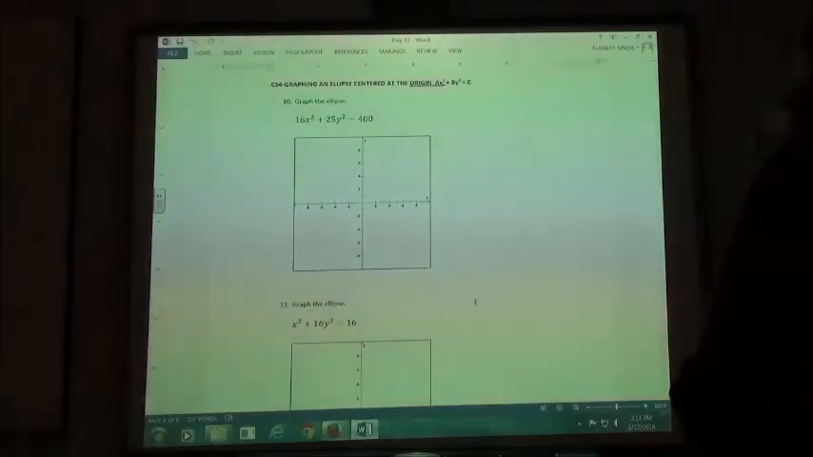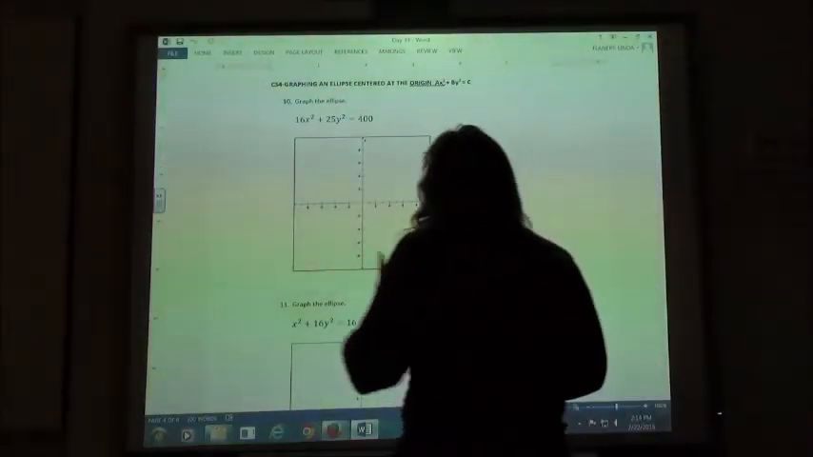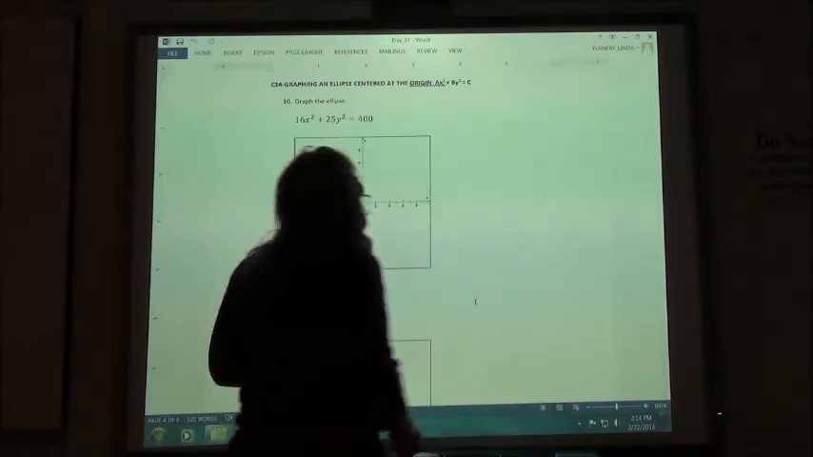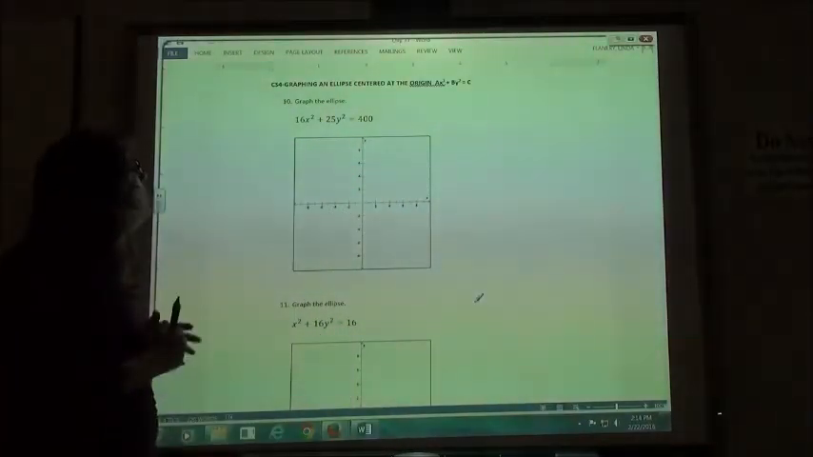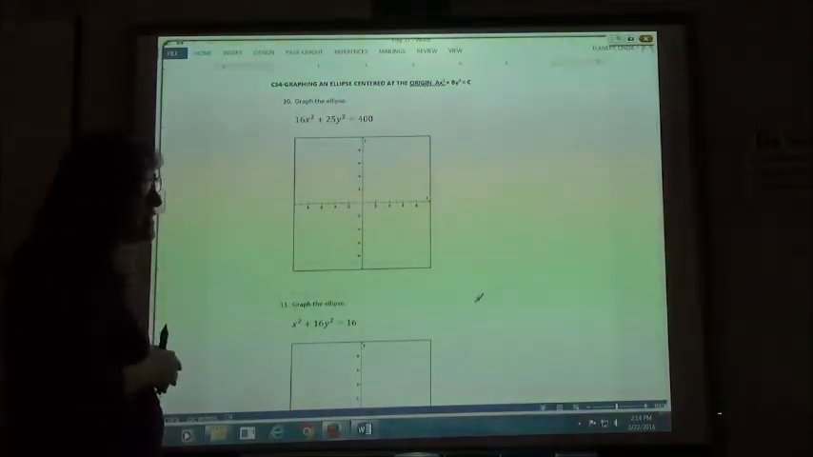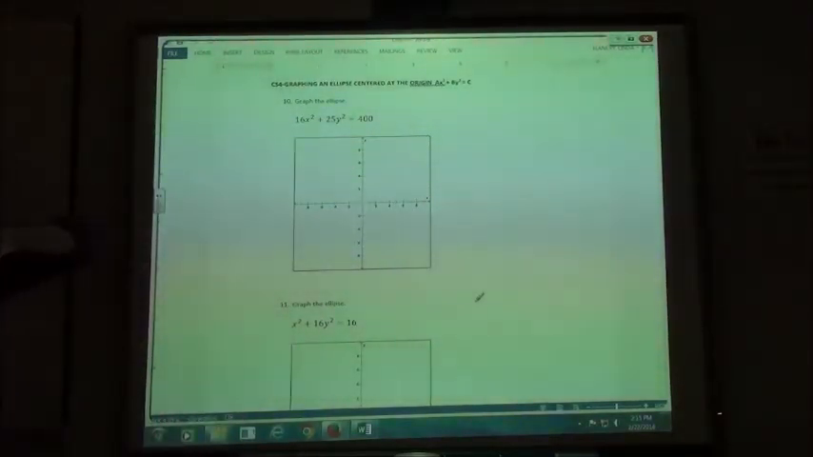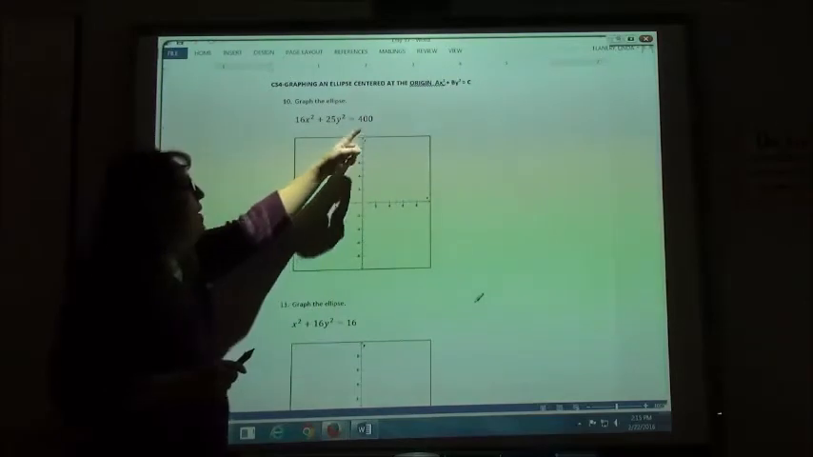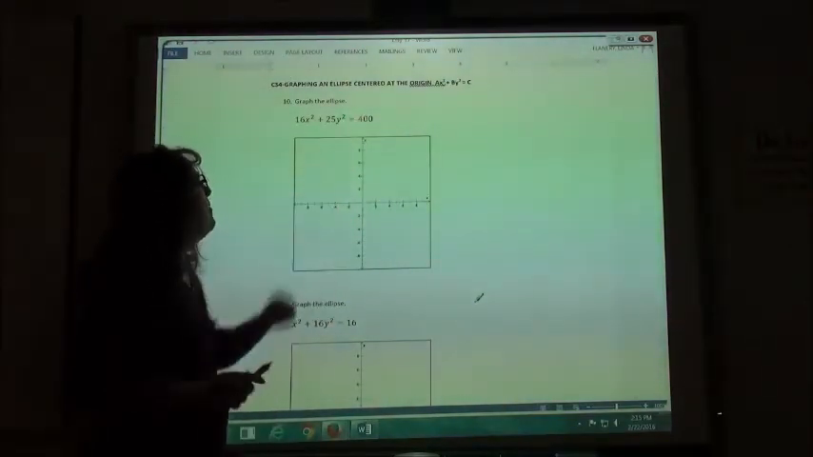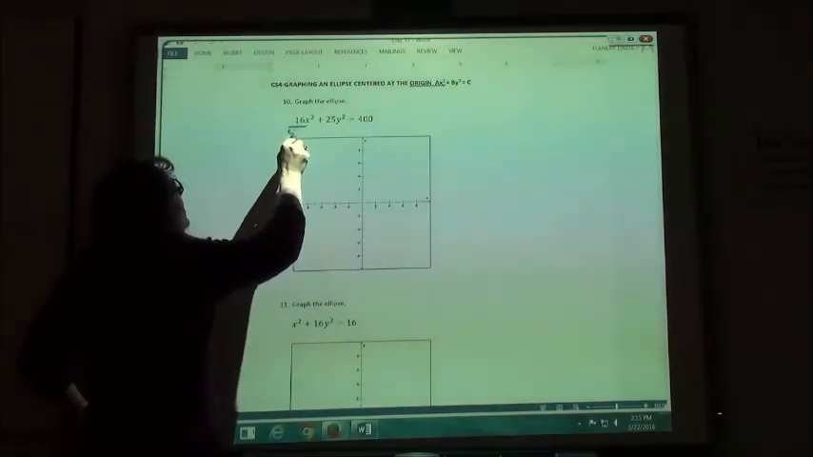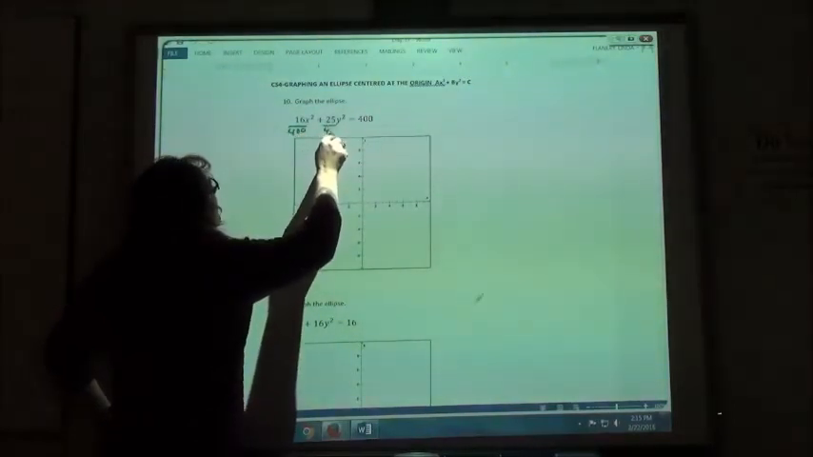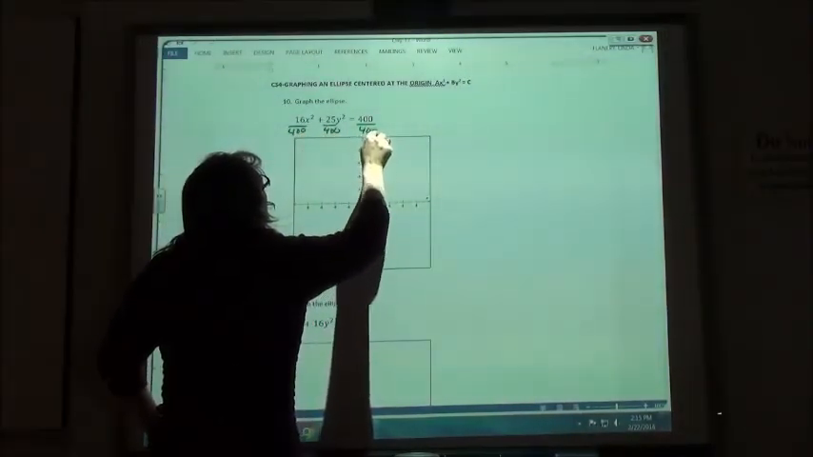Problems 10, 11, and 12 are graphing our ellipse that is going to be centered at the origin. If it's going to be centered at the origin, what we want is to get this back into standard form. So you'll notice in standard form your equation's always equal to 1. So whatever we have over here, we're going to divide everything by. In this case, I'm going to divide by 400, divide by 400, divide by 400.